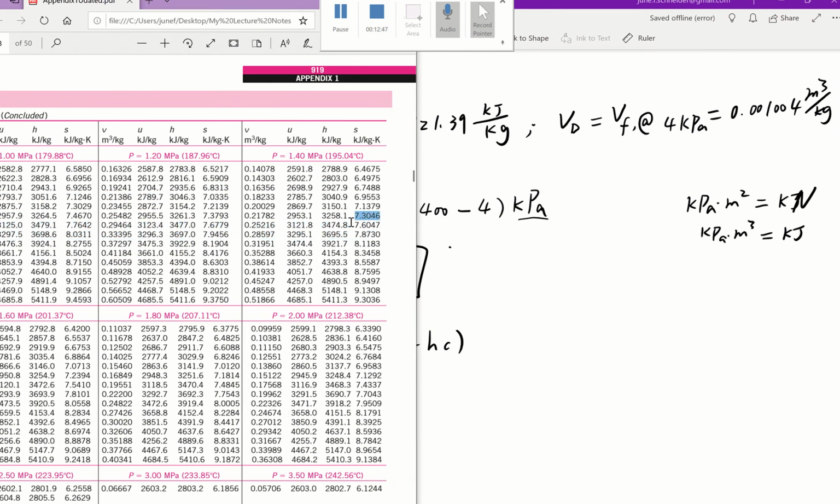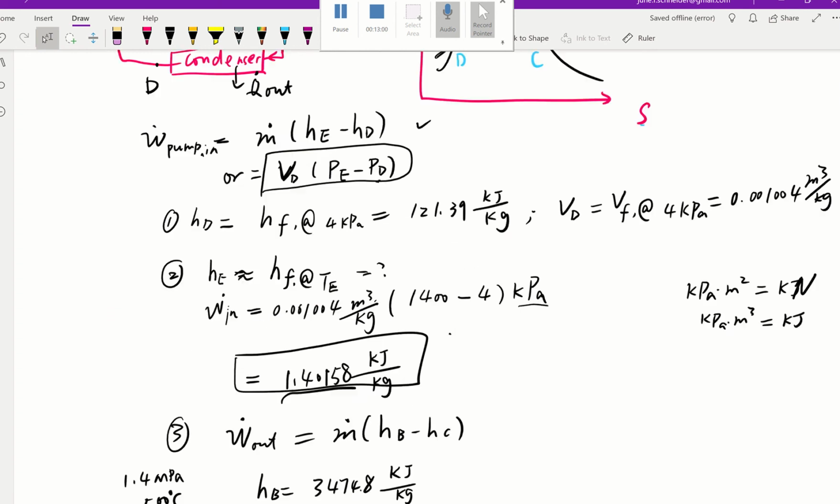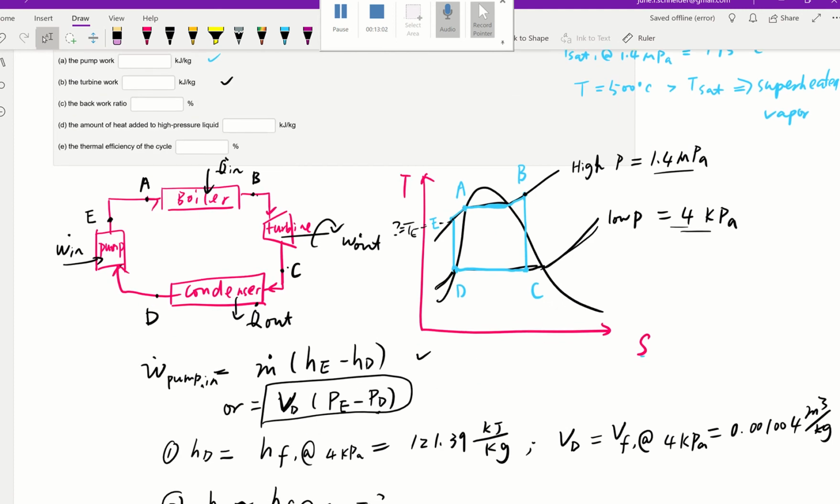Will be right, this one. 3474.8. So that's going to be the enthalpy, in kilojoule per kilogram. That's HB. Now we need to figure out HC.